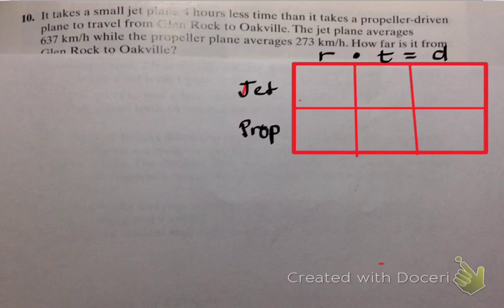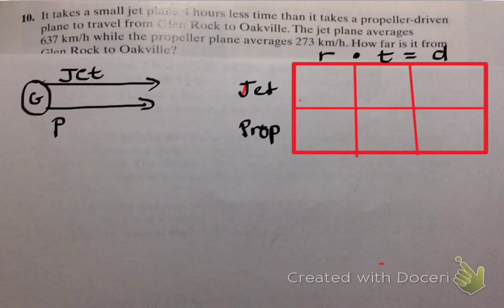Okay, now I'm going to draw my picture. It takes a small jet plane 4 hours less time than the propeller plane to travel from Glen Rock to Oakville. Okay, draw a picture. Here's Glen Rock. And we're going to draw a line that represents what? The propeller, or the jet. And then I'm going to draw another one that represents the propeller. Aren't they going to the same place? Oh, and they're going to Oakville.